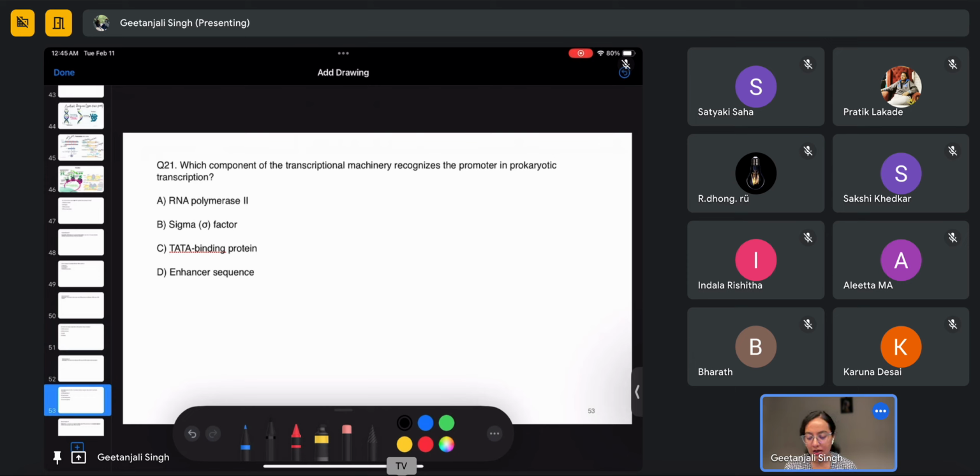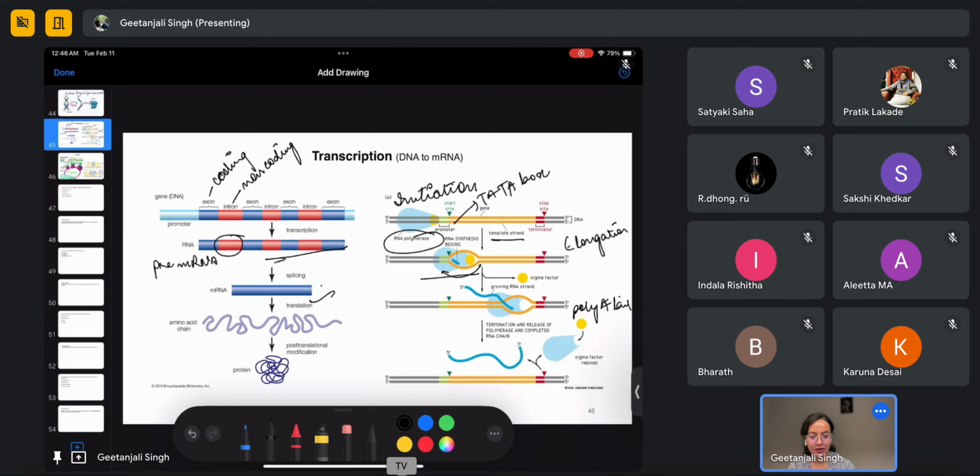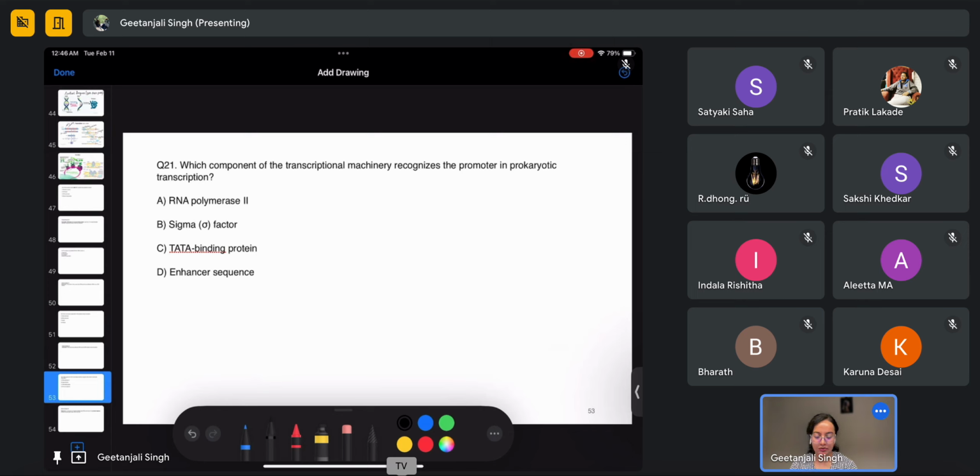Let's move on to the next question. Which component of the transcriptional machinery recognizes the promoter in prokaryotic transcription? A, RNA polymerase 2, B, sigma factor, C, TATA binding protein, and D, enhancer sequence. You see, this is the promoter region. How do you identify that promoter? The process till the formation of pre-mRNA is more or less the same for eukaryotic as well as prokaryotic transcription.